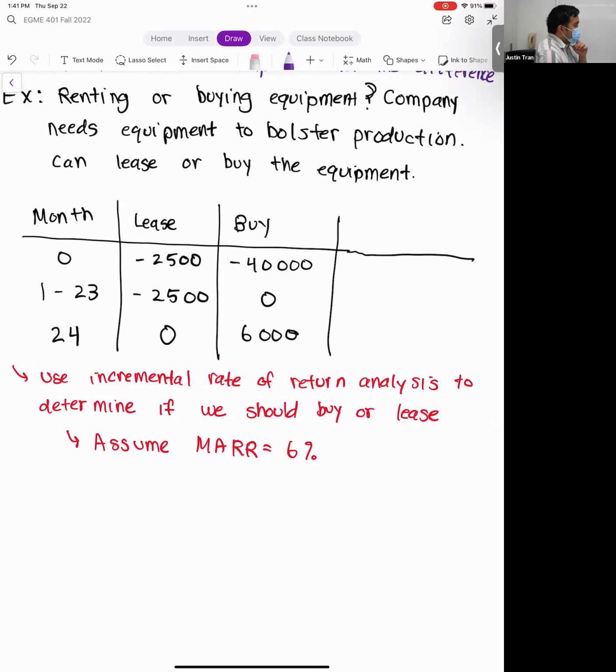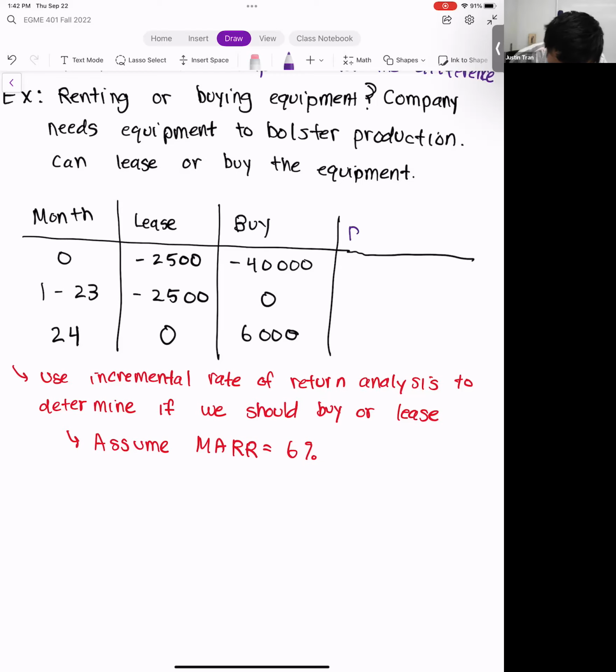And so just like the previous example, we're going to take the difference between these two options. But remember that the order in which you take the difference is key. Whenever we do incremental rate of return analysis, we're going to do the higher cost option versus the lower cost, and that's only strictly from the initial cost. So we're going to see which one has the higher initial cost, and we're going to subtract the other one, which has the lower initial cost.